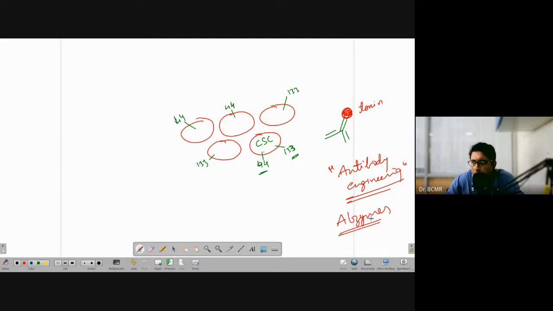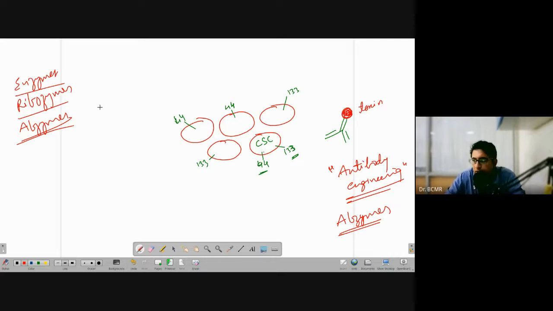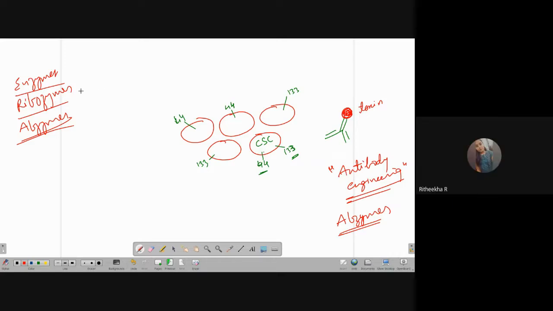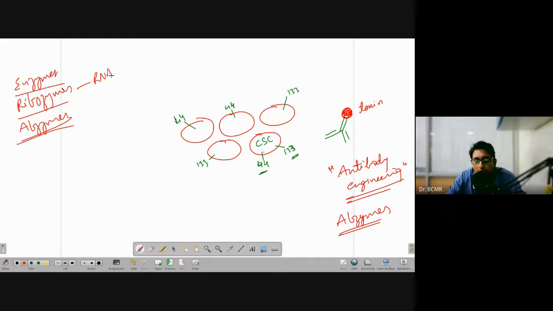I heard it a long time ago. We know about enzymes. I hope you remember about ribozymes. What are ribozymes? Anybody? Try. It is an RNA enzyme. Yes, RNA molecules that can act as enzymes. We studied them in introns and other things.